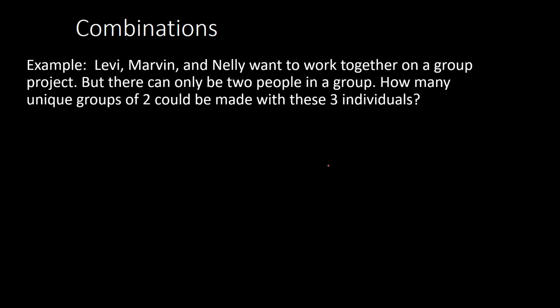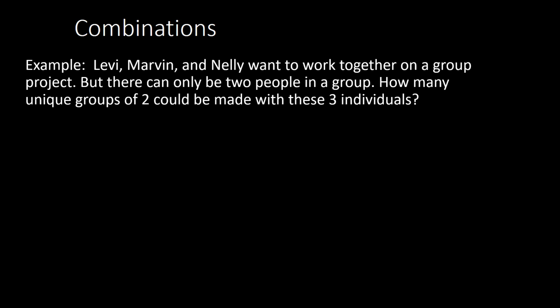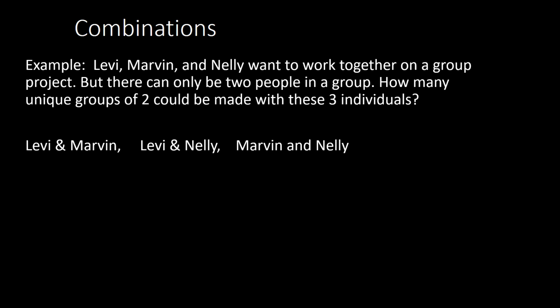So now looking at a very similar example, where now we have Levi, Marvin, and Nellie, but not Olivia in this case. So we have 3 people that we're choosing from, and we're still trying to make groups of 2. So yes, we could list them out to get groups with Levi and Marvin, Levi and Nellie, and then Marvin and Nellie. But our objective is to do this without having to list everything out.